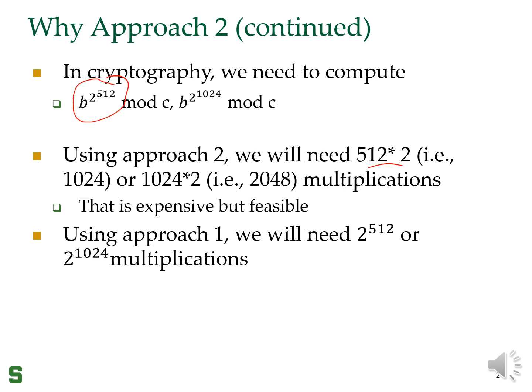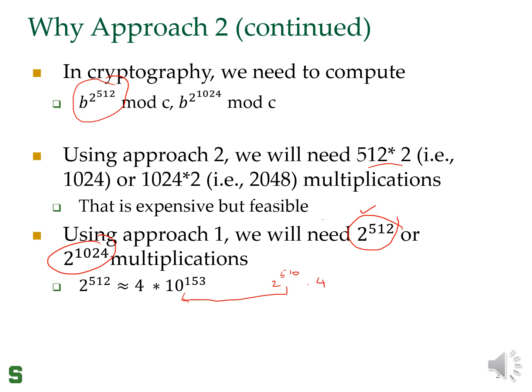If I use approach 1, we have a problem. We will need 2 to the power 512 or 2 to the power 1024, these many multiplications. So let's just focus on the smaller of these numbers, which is this one. So 2 to the power 512, I can use what I just did earlier. I have basically 2 to the power 510 times 4. So I'm going to rewrite this as 10 to the power 153.